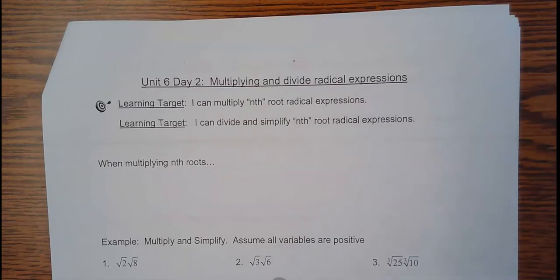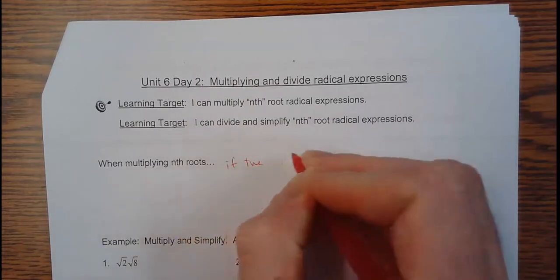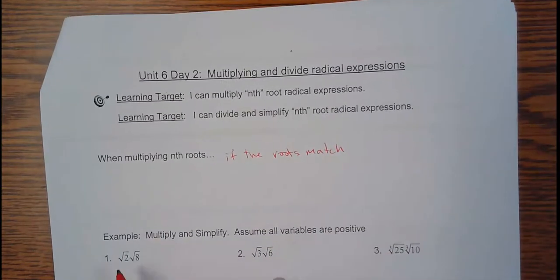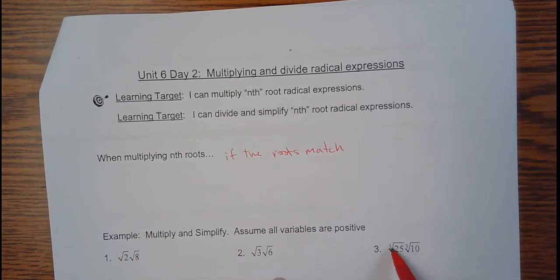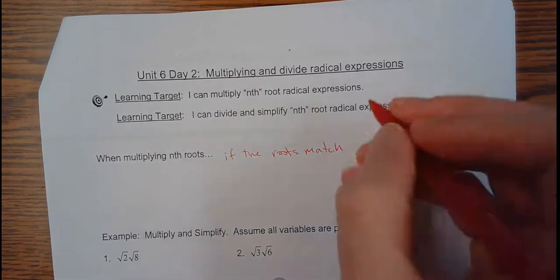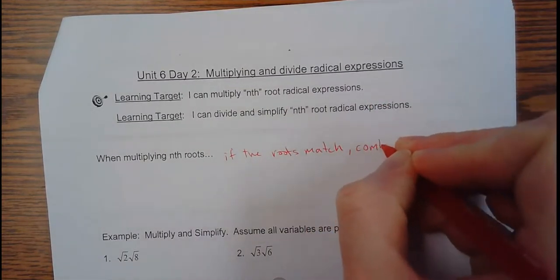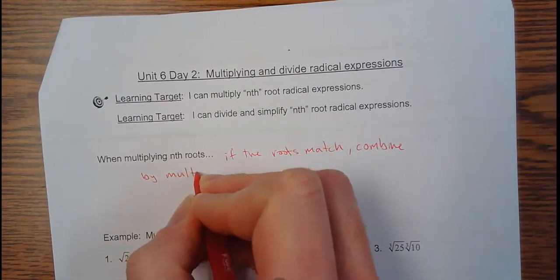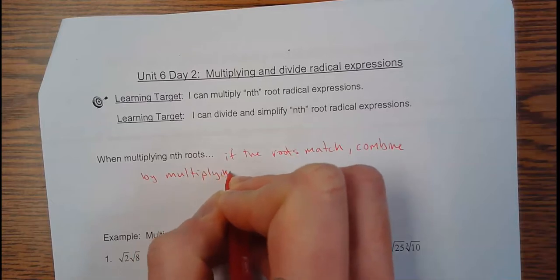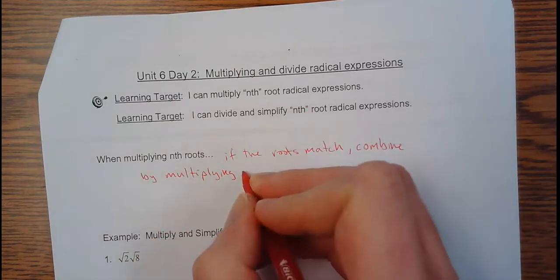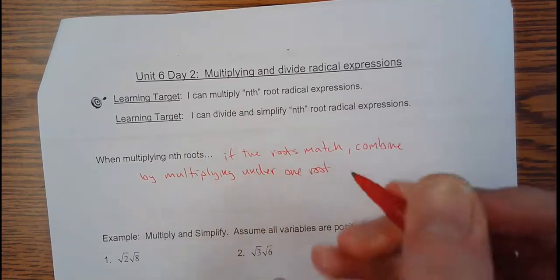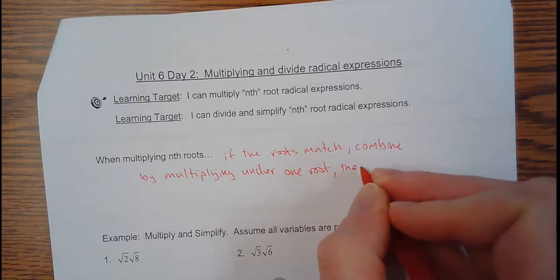So first off on the front page, when multiplying nth roots, if the roots match. Okay, so for instance down here, these are both square roots, they match. These are both cube roots, so they match. If they match, we're going to combine by multiplying all the numbers under one root, and then simplify if necessary.